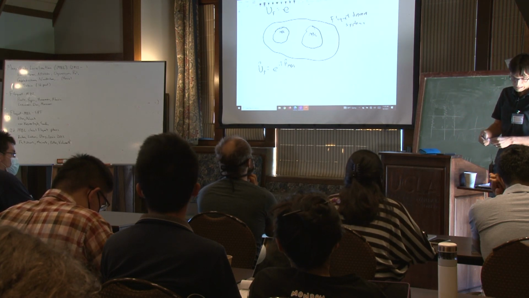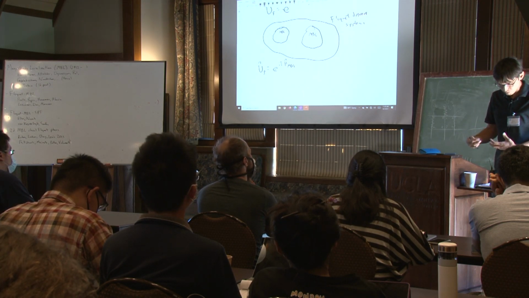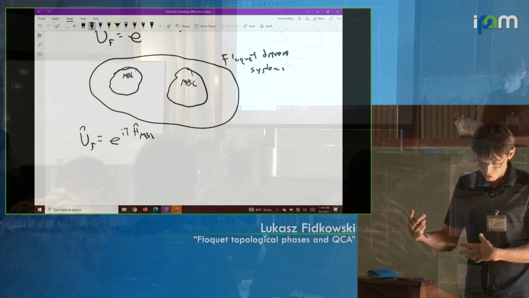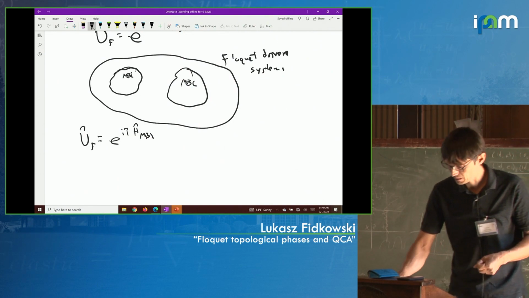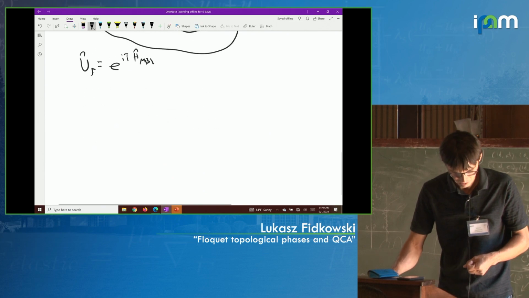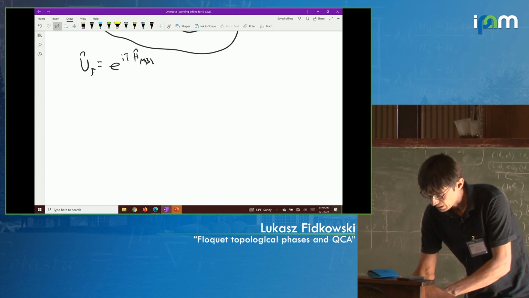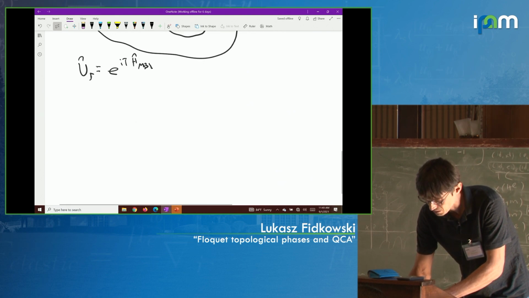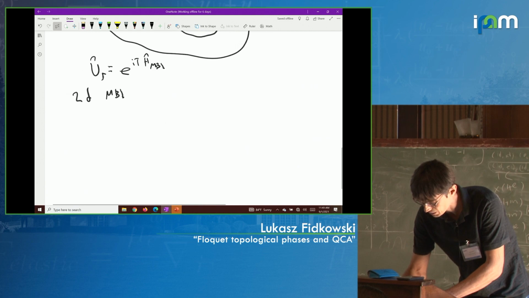And so I was going to show an example of this, which will relate to what Matt talked about. It turns out that there's an example. This is my work with collaborators from 2016. The references are up there. Examples of such phases in 2D. These are called 2D MBL chiral Floquet phases.